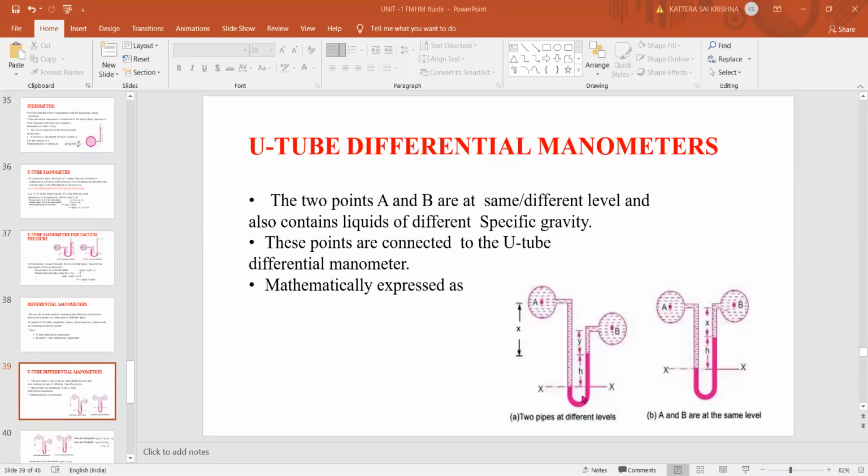Now we need to find the expressions for this. What we know already is that at the datum line, the pressure in the left limb is equal to the pressure in the right limb. So first we need to find the pressure in the left limb, right?